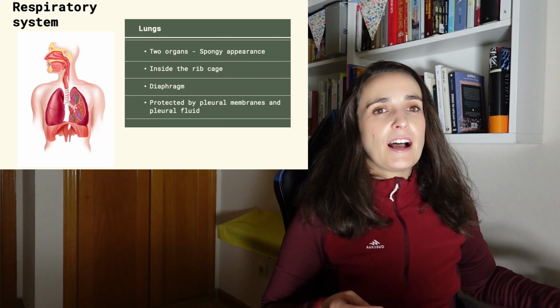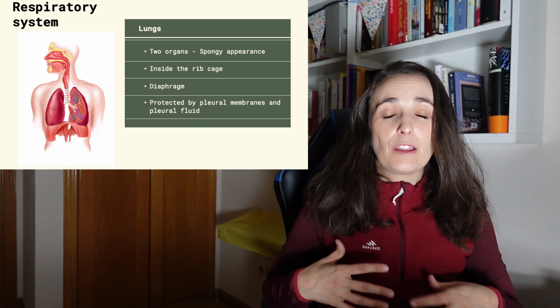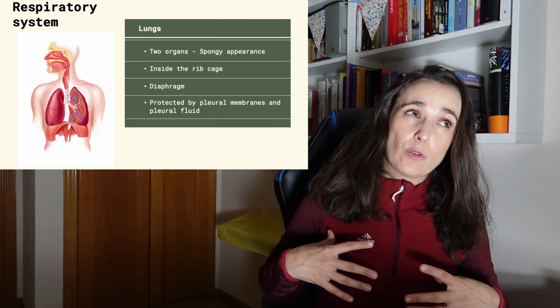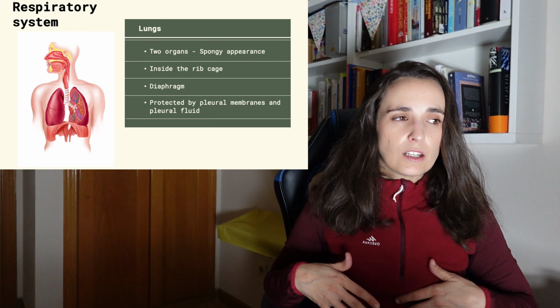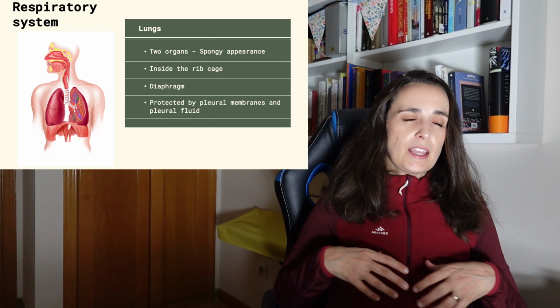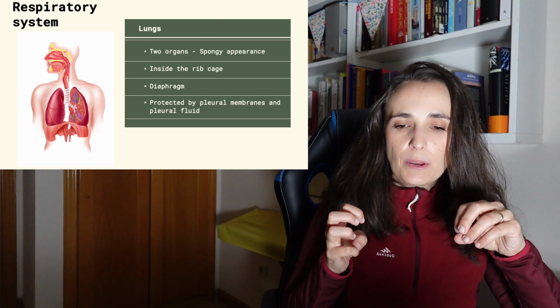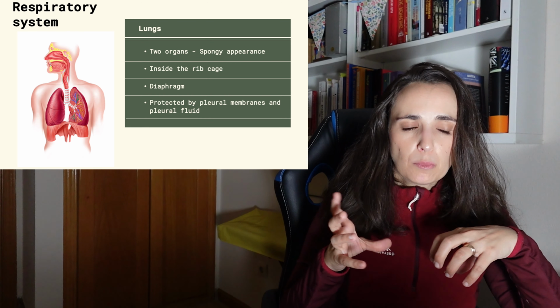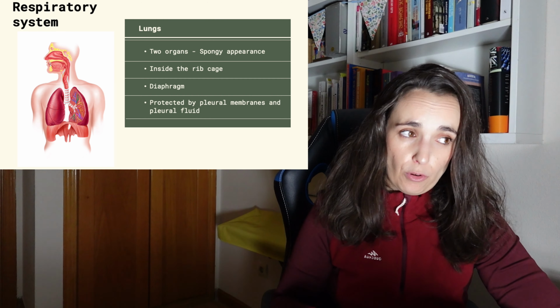So, we have two lungs, right and left. This is my right, okay? In the video it will probably be the left, I think. But, lungs, right lung, left lung, they have a spongy appearance because they need to have space for air to flow through, okay?